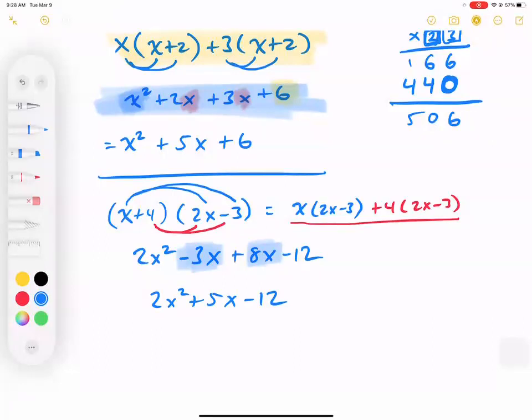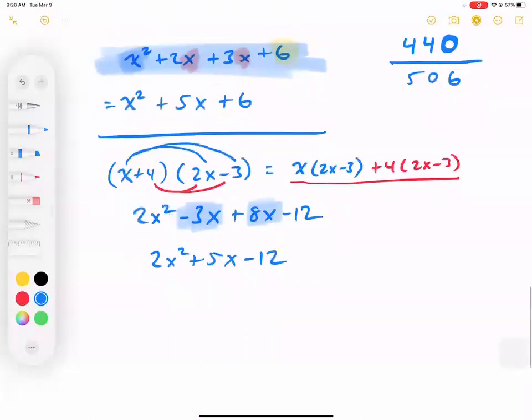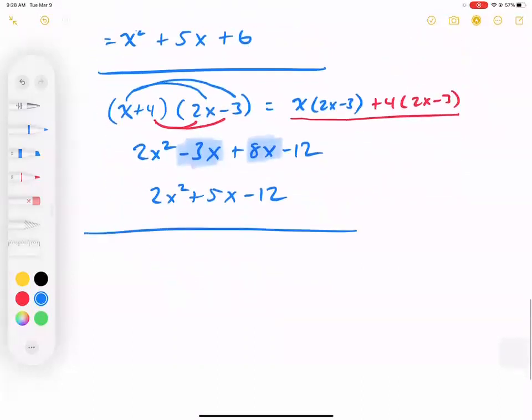And this is a major, huge thing about algebra, multiplying binomials together. We'll be doing this for quite some time. Let's do another one. Oh, actually, let me show you why this is kind of cool.